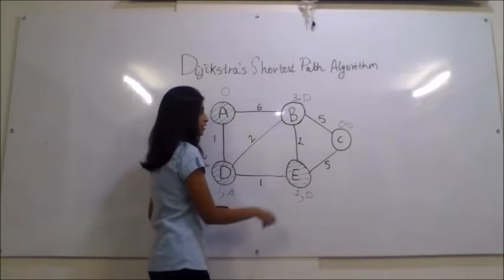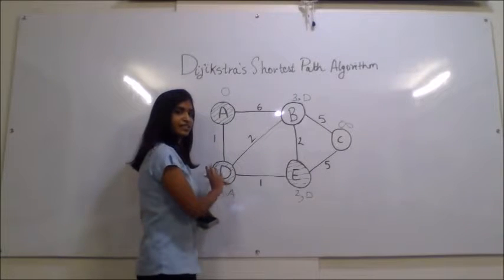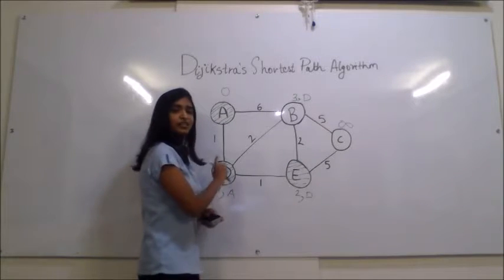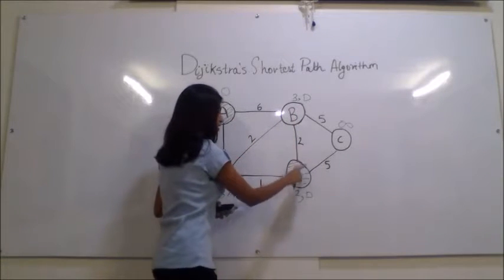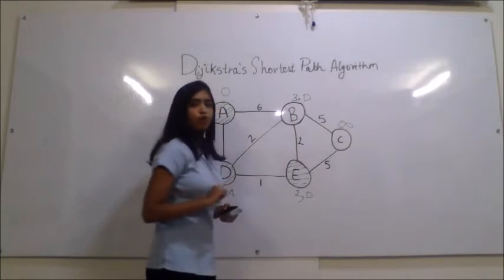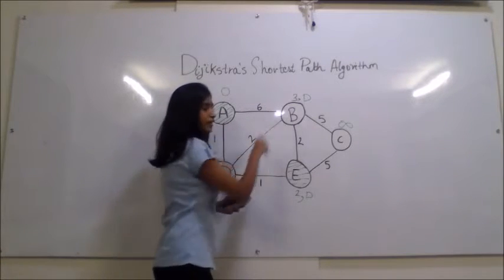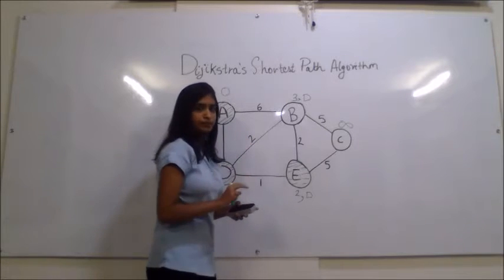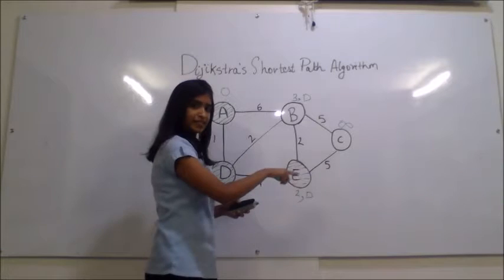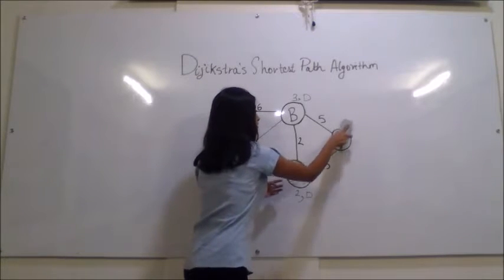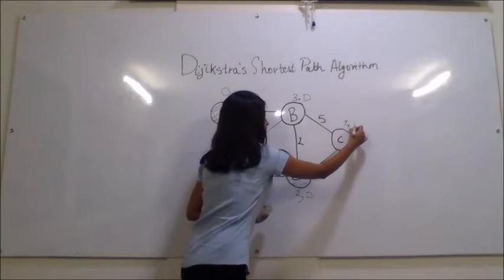I look at the adjacent vertices of E, which are B, C, D. I don't look at D since it's in the green set. So the new distance value of B is 2 plus 2, 4. 4 is not less than 3. So Dijkstra's algorithm will say don't update this. This is already the minimum. For C, 2 plus 5, 7. 7 is less than infinity. So I update this. It becomes 7. The parent of C is E.